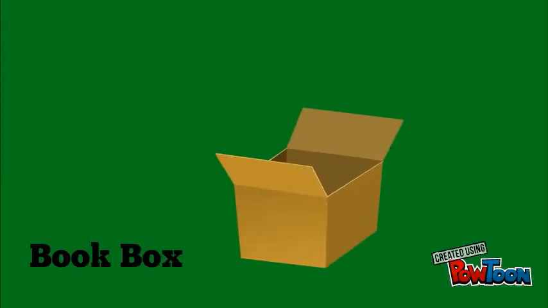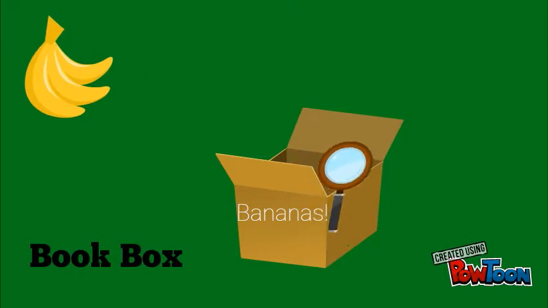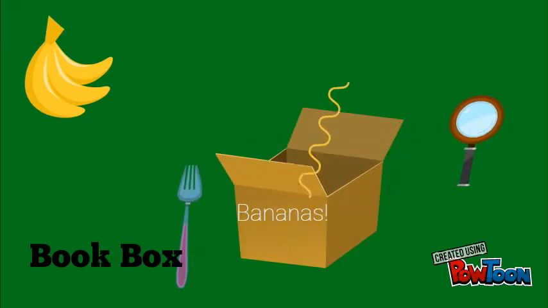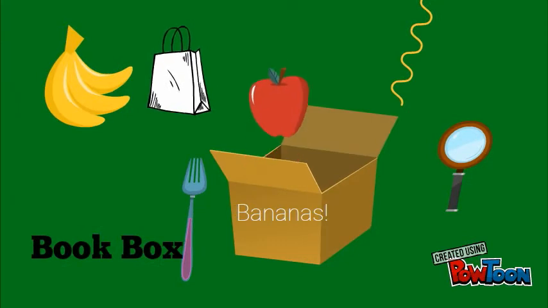For example, let's construct a book box for the book Bananas by Jacqueline Farmer. This book describes the nutrition value of bananas and how they are grown. Possible items we could use in our book box are bananas, a magnifying glass, a fork, twine, a plastic bag, and an apple. Students could use these items to determine what they thought this book was going to be about, and then they could keep reevaluating their thought process each time a new item is shown.